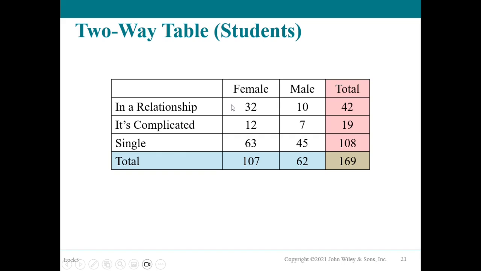Okay, so in this table you can see column-wise you have gender, female and male, and row-wise you can see relationship type: in a relationship, it's complicated, single. So we have two categorical variables in this table. One categorical variable uses columns, the other categorical variable uses rows. This kind of two categorical variable table we call a two-way table, because there are two ways to show these two categorical variables.